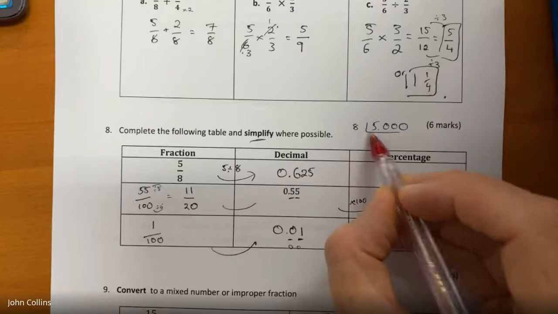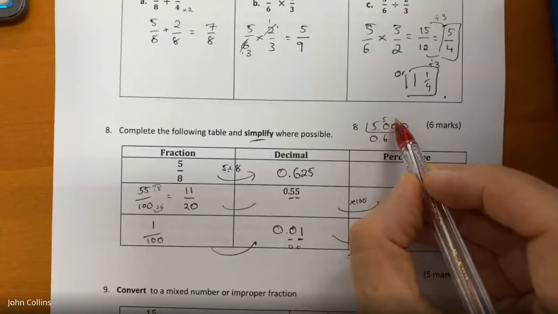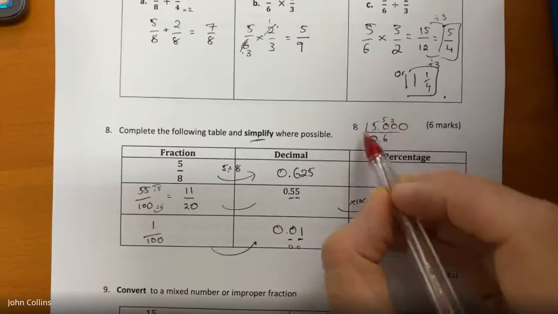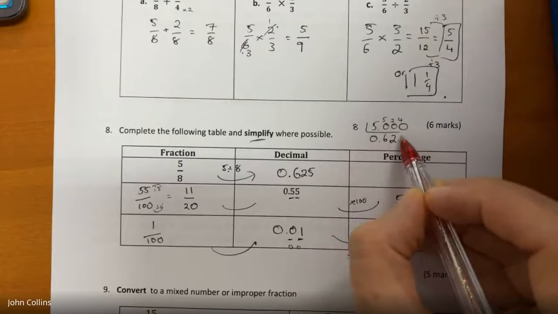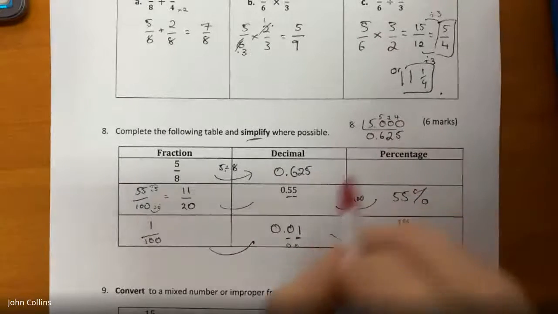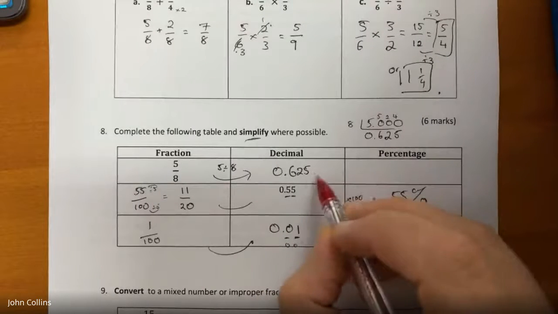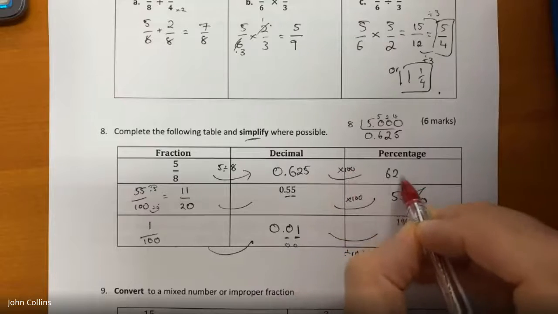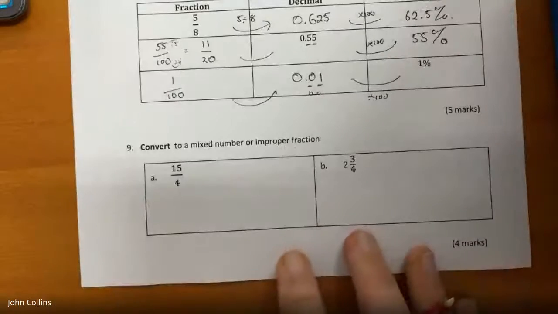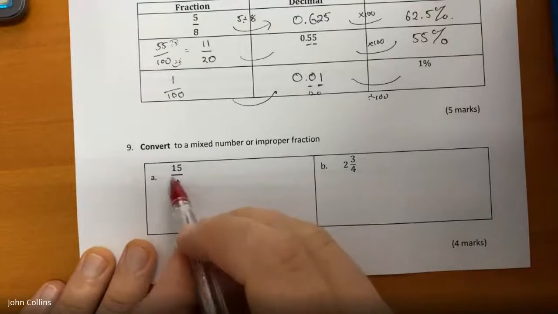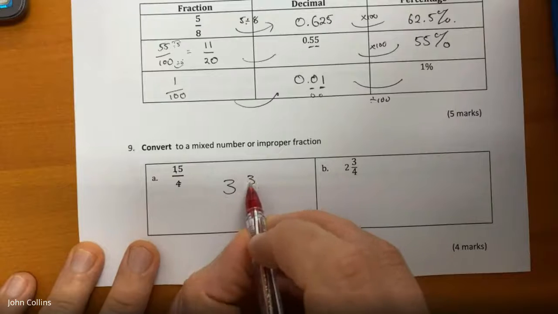So 8 doesn't go into 5, but it does go into 50 six times, with a remainder of 2. 8 fits into 20 two times, with a remainder of 4, and 8 fits into 40 five times. So you could have just done it with the division method. Okay, and to turn that into a percentage, just multiply by 100: 62.5%.